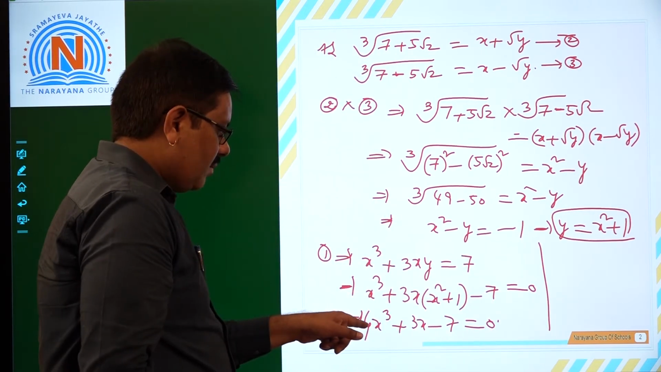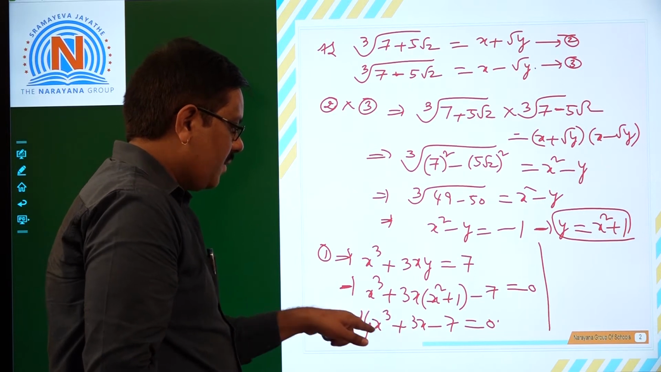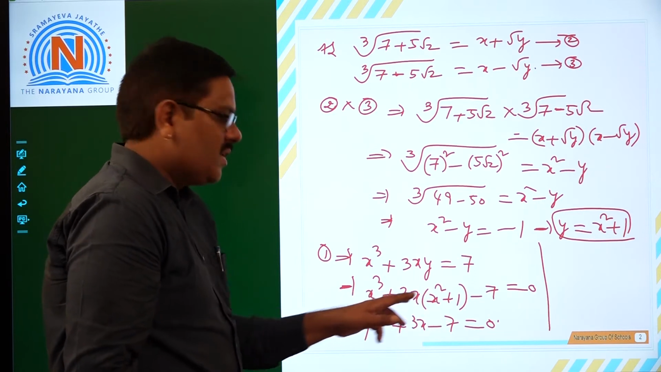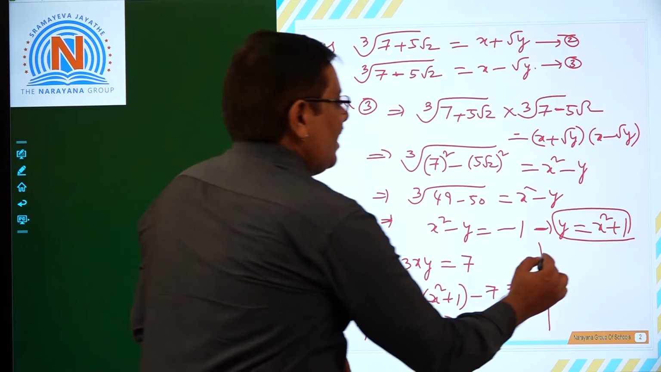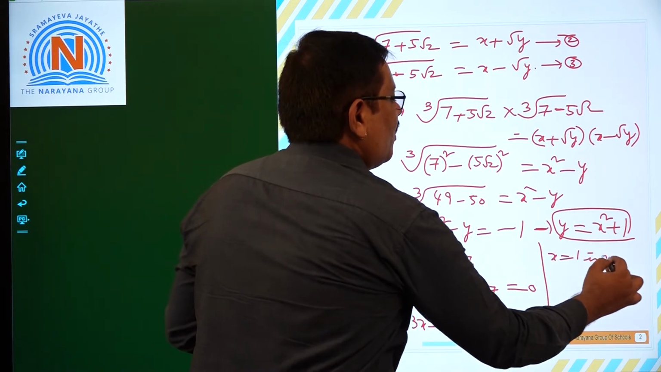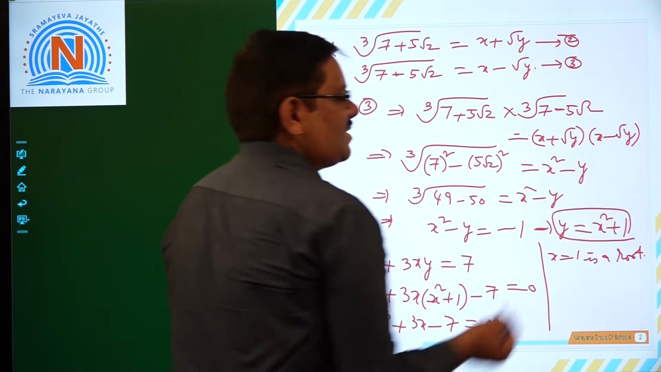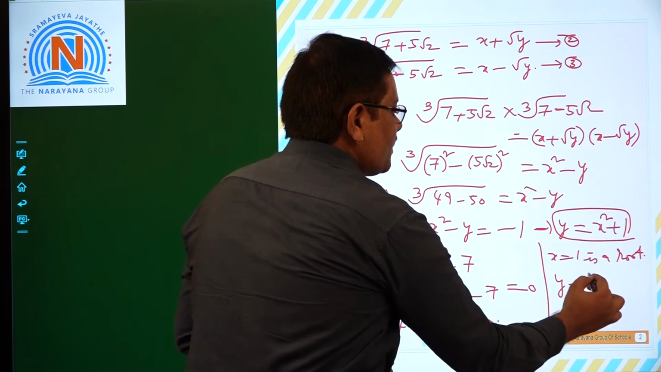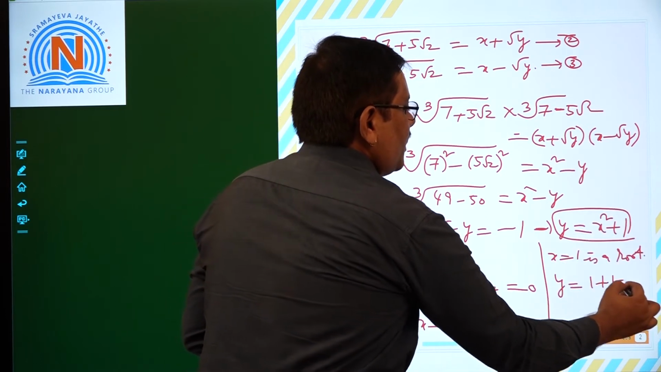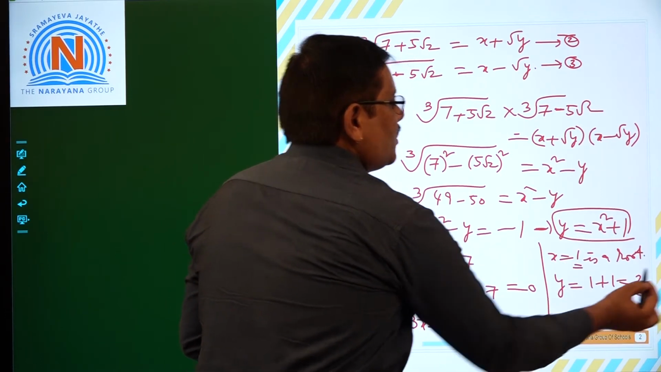If you look at that, sum of the coefficients 4, 3, 4 plus 3 is 7, 7 minus 7 is 0. Sum of the coefficients of this equation is becoming 0. That means x is equal to 1 is a root of it. As x is equal to 1 is a root, what will be y? Y will be x square plus 1, that is 1 plus 1, that is 2. X is 1, y is 2.